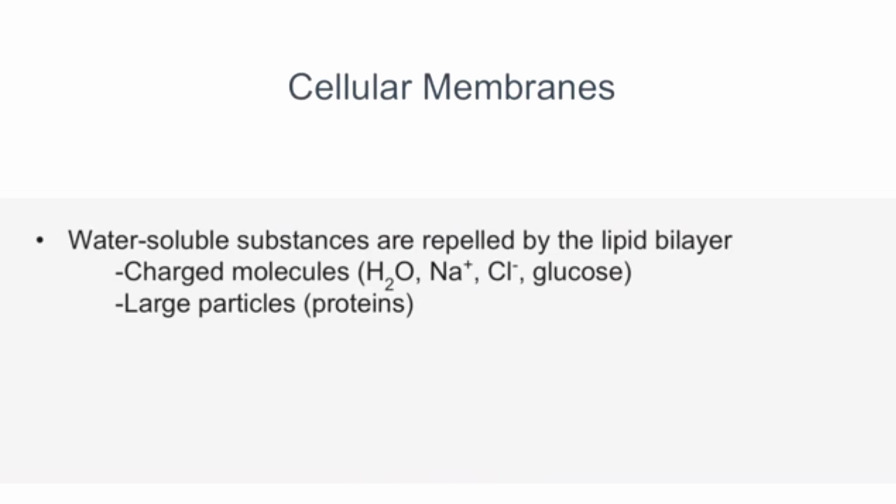So we talked about lipid-soluble substances being able to cross the cell membrane via simple diffusion. Now let's talk about water-soluble substances, and these are repelled by the lipid bilayer. Things that are repelled by the lipid bilayer are charged molecules. For example, H2O, sodium chloride, and glucose. And we'll explain how H2O and glucose are charged. So it's obvious that sodium and chloride are charged. It's a little less apparent that glucose and water are charged, so we'll discuss that in the next slide.